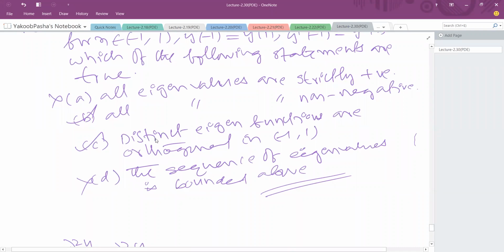Remember just one point: for distinct eigenvalues we have distinct eigenfunctions. Those eigenfunctions are linearly independent. That means for distinct eigenvalues, distinct eigenfunctions are linearly independent.